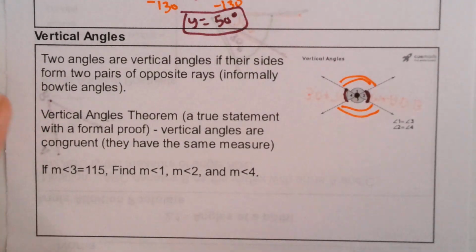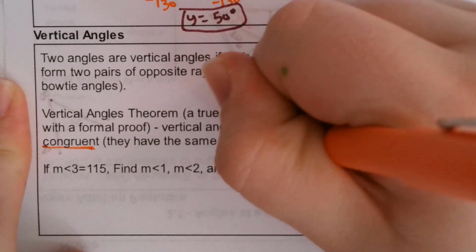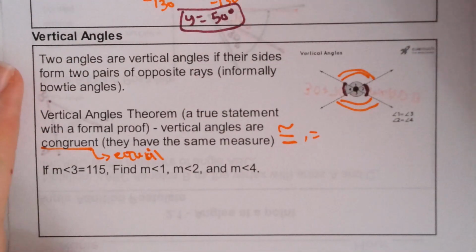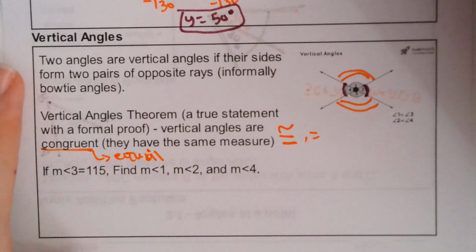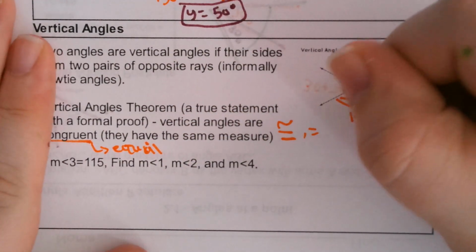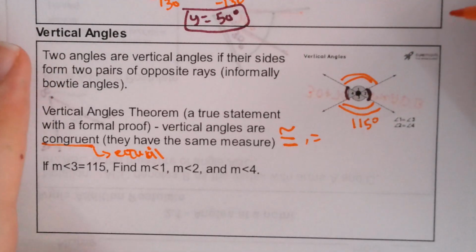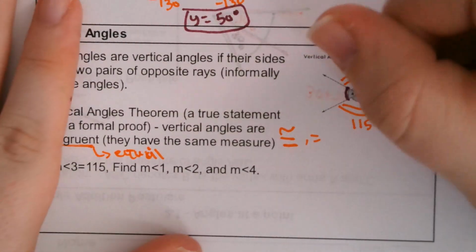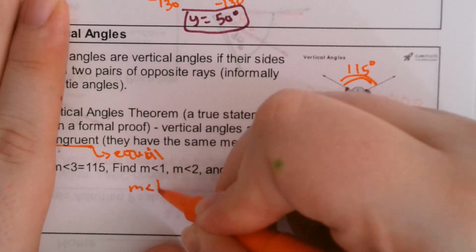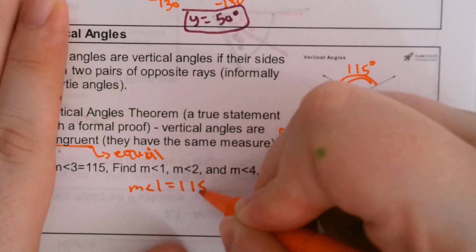Vertical angles are known as congruent. The symbol for congruent is like that. It just means that they're equal. So if I have that the measure of angle 3 is 115 degrees, that means the opposite vertical angle is also 115 degrees. So the measure of angle 1 is 115 degrees.